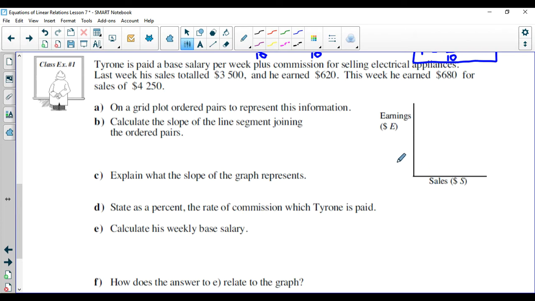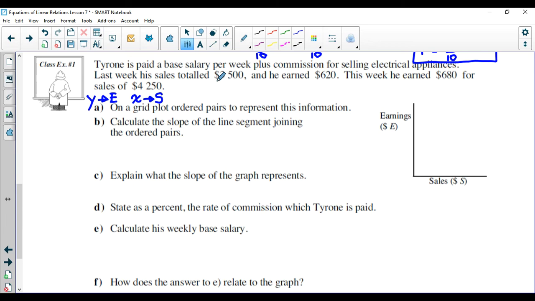520. Okay, now if we look at the graph here, what we're doing is plotting a graph with earnings on the y-axis and sales on the x-axis. So let's try to identify what our different variables are here. In this problem, your y variable, we're going to use E to represent my earnings, and your x variable, we're going to use S to represent your sales.